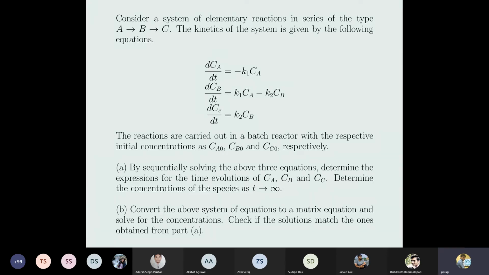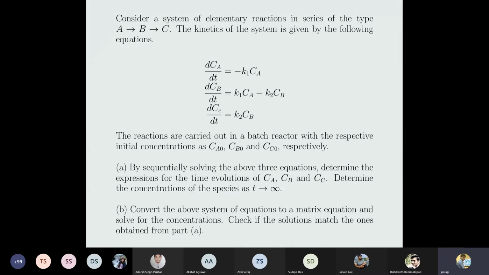So consider a system of elementary reactions in series of the type A going to B going to C. I'm sure we have all come across this in chemical engineering. Instrumentation students, don't worry about the terms. Series means one reactant A is going to B, and B is again converting to C. So this is the meaning of series reaction.